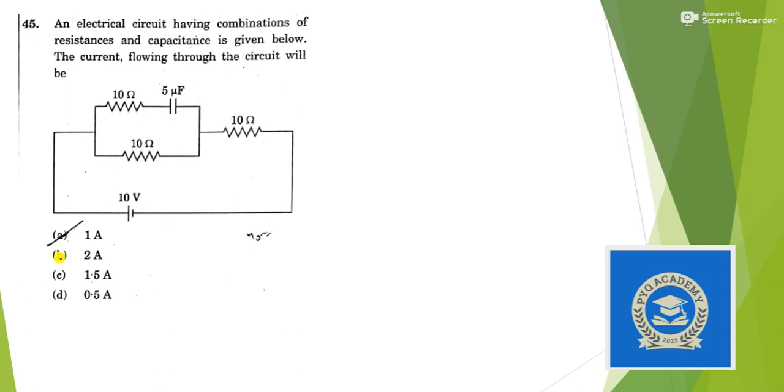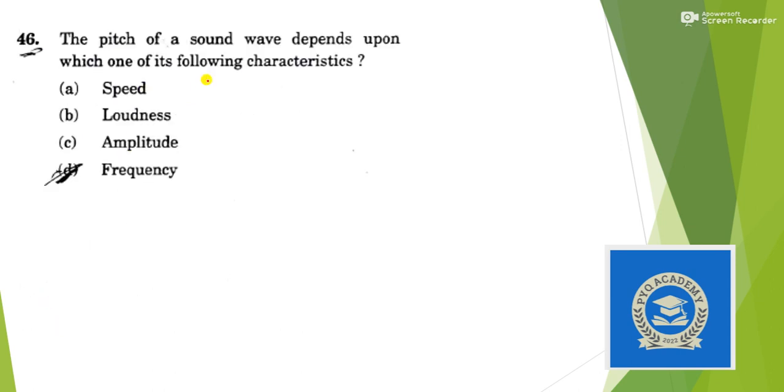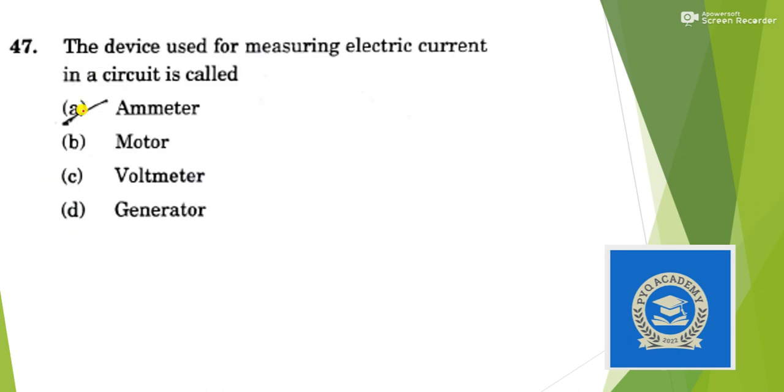Next, again, so for this answer should be option D. Next, pitch of sound wave driven, a very easy question, and it has been asked in a number of exams. So PYQ also, directly given in NCERT also, a very easy question. Answer is option D. Next, so again easy question, electric current is measured by ammeter, option A.